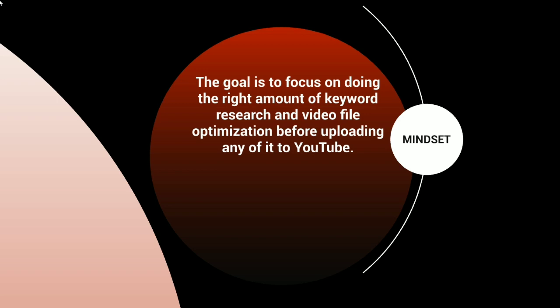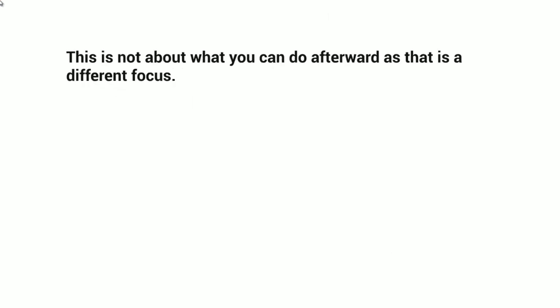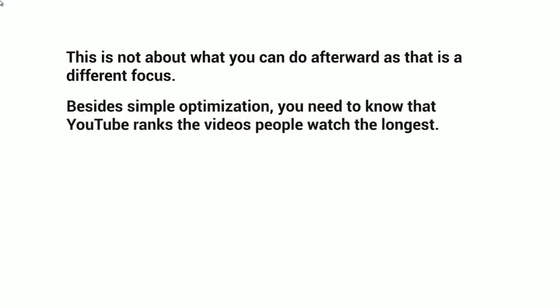So I want to first start out by saying the goal is to focus on doing the right amount of keyword research and video file automation before actually uploading any of it to YouTube. Essentially, this is all about what most people forget about doing before making their YouTube video live. Most people think about what to do after they upload the video. They don't really think about what they have to do before making it live. So this is not about what you can do afterwards, as that is a totally different focus, but rather before.